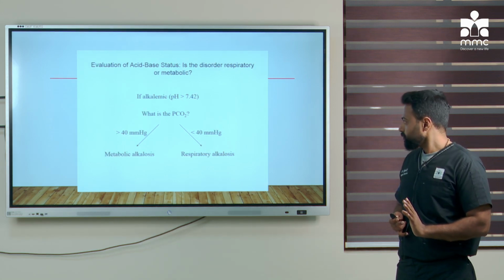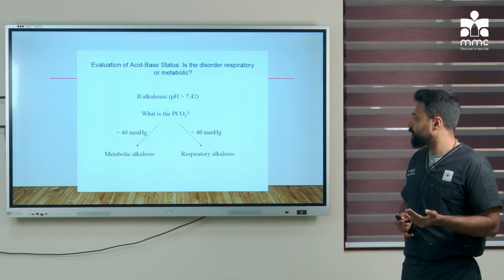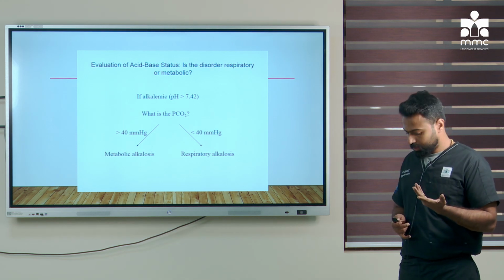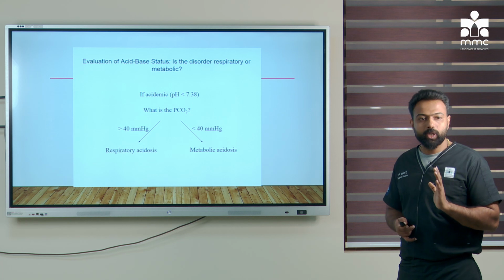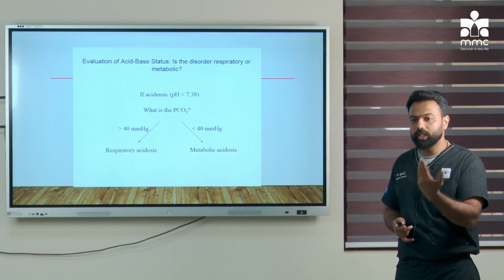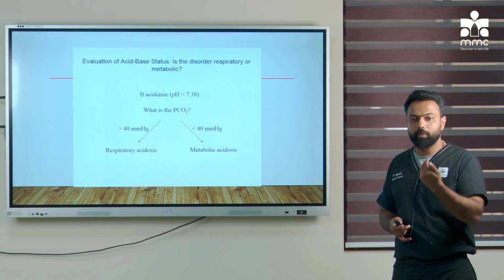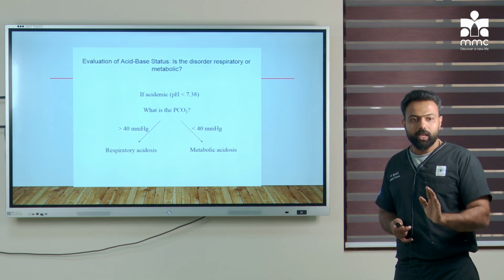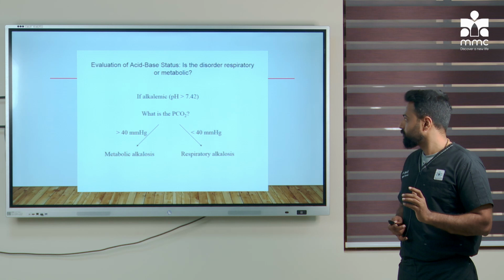Clear? So if it is less than 40, it means metabolic acidosis, because that acidosis is not because of the carbon dioxide. The only option is bicarbonate. So bicarbonate decreasing is causing the acidosis. So it is metabolic acidosis.